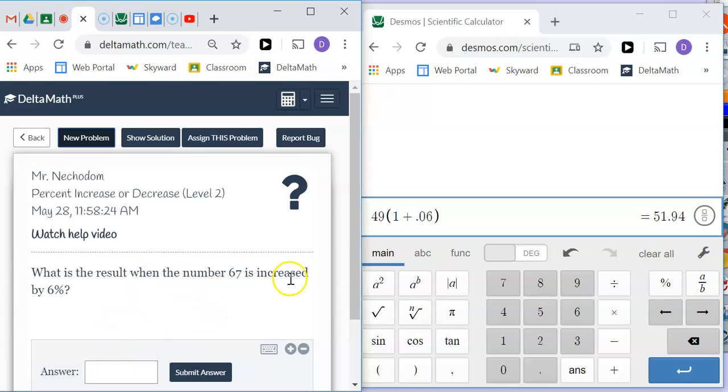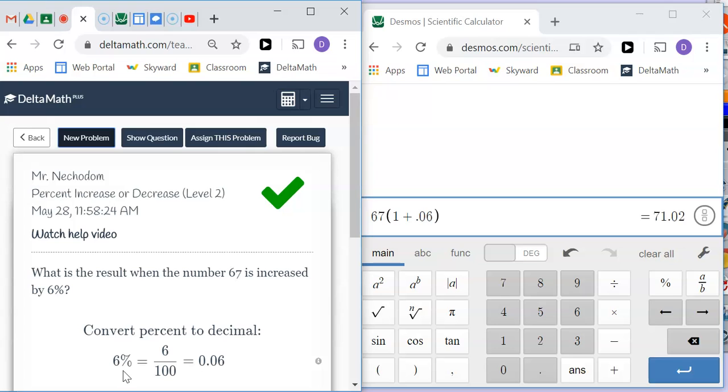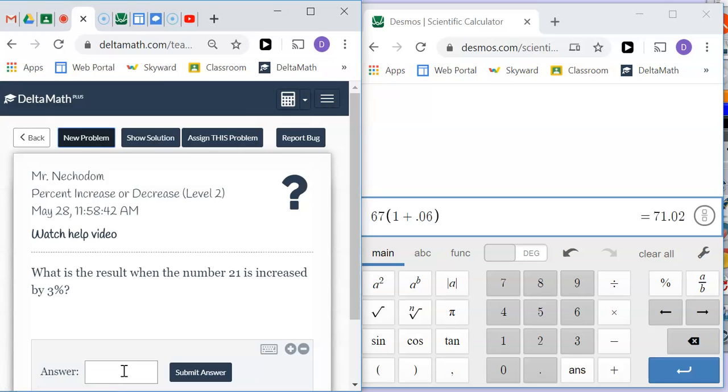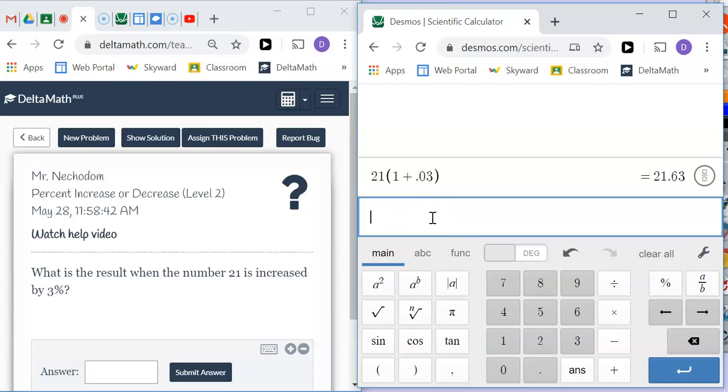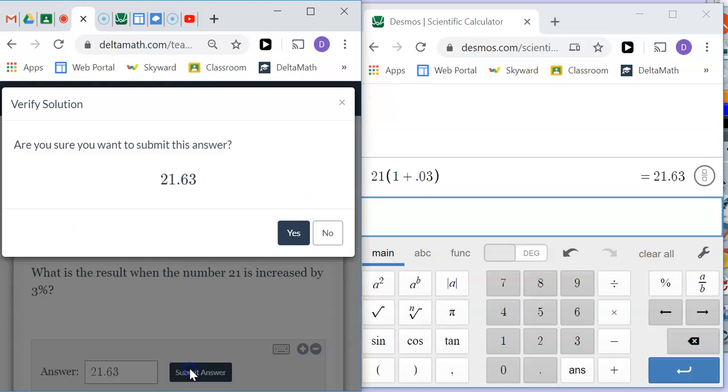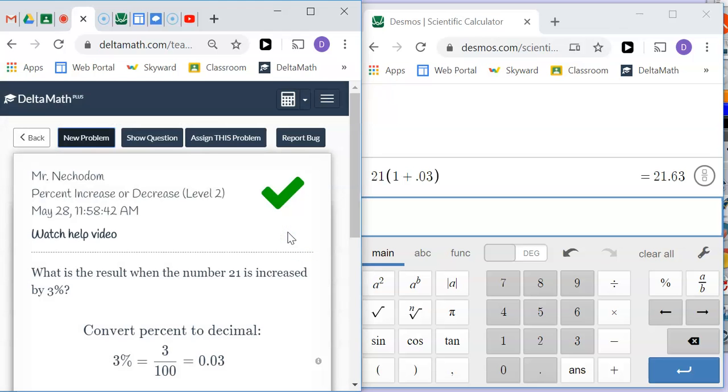Okay, here's 67 increased by 6%. Well, aren't I just going to do this? It's still increased by 6%, right? So there's my answer, 71.02. Okay. How about this one? 21 is increased by 3%. So just type in 21 right here, and it's increased by 3%, so 0.03. Okay. So all I've got to do is just type these in this way and get my answer.